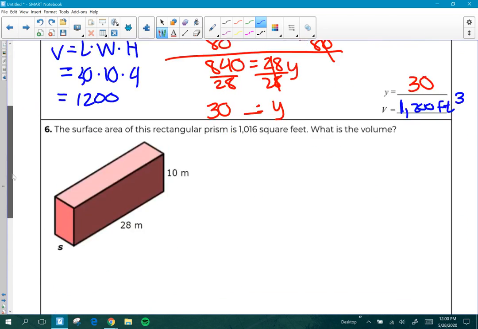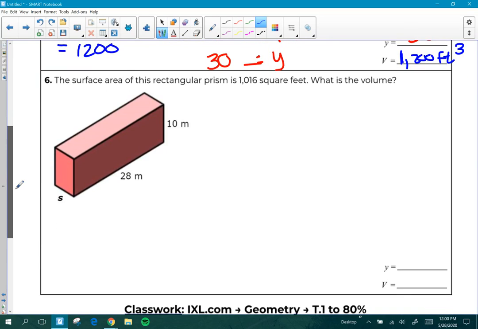All right, like I said, it popped up maybe once when I was going to 80, but I figured I would give you a couple examples to work through so that you definitely felt confident when the time came to complete something like this. So this one says the surface area of a rectangular prism is 1016. So I know that's my surface area, and I don't know the volume. I want to find the volume.